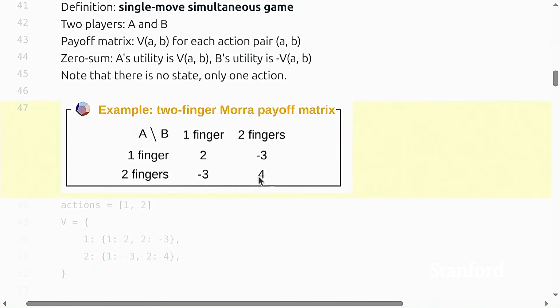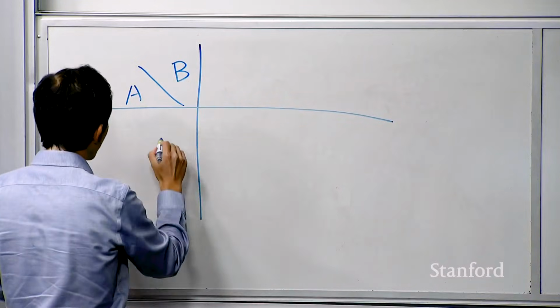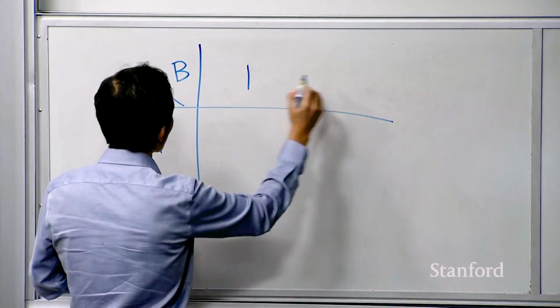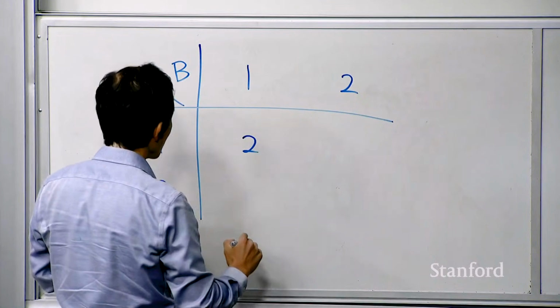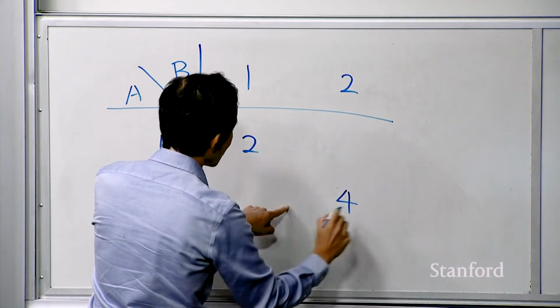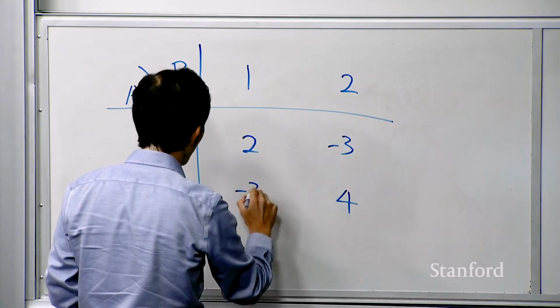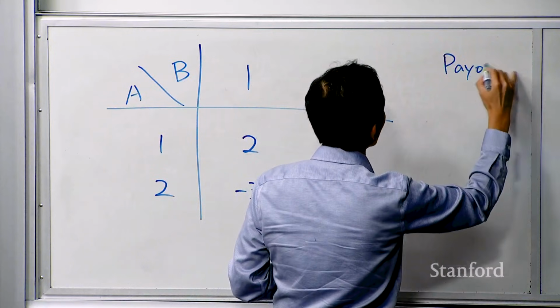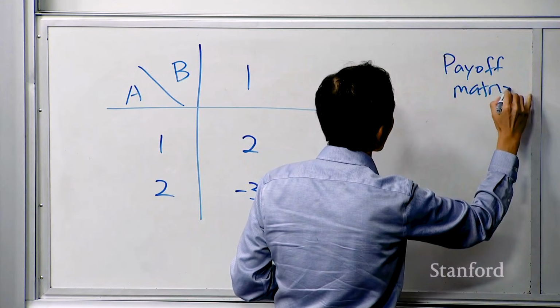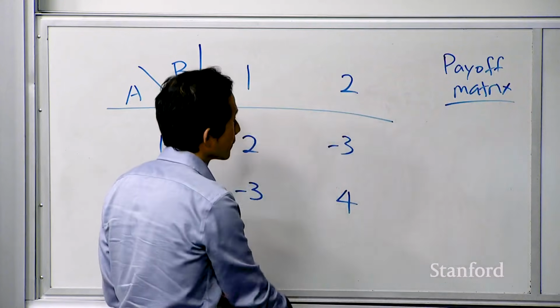Okay, so this is what it looks like for two-finger Mora. Let me just write this on the board, so this is a handy reference. So A can play either one finger or two fingers, B can play one finger or two fingers, and if they both play one, then A gets two. If they both play two, A gets four, otherwise A loses three. Okay, so that's the payoff matrix.